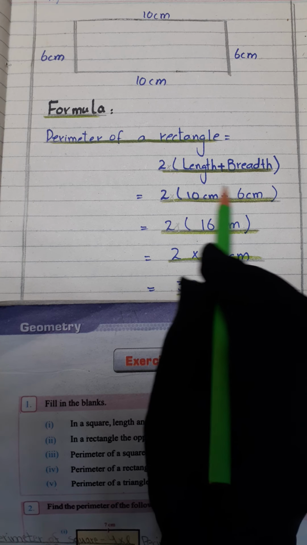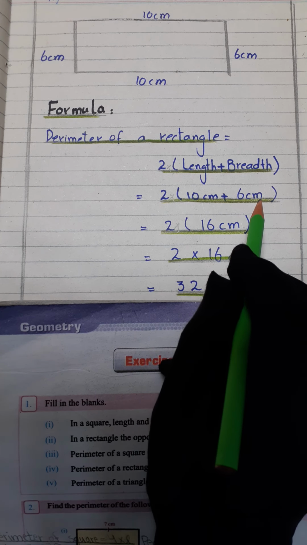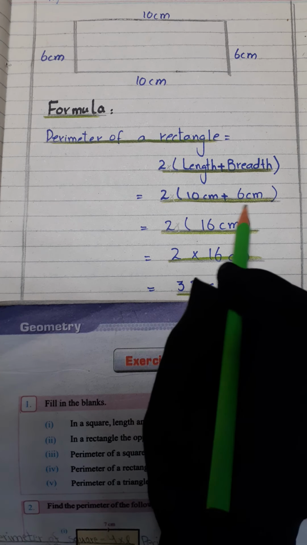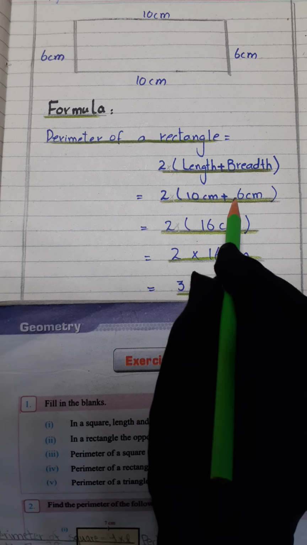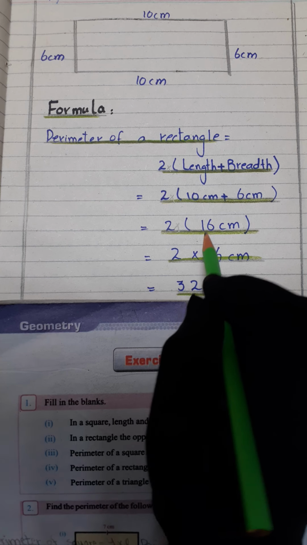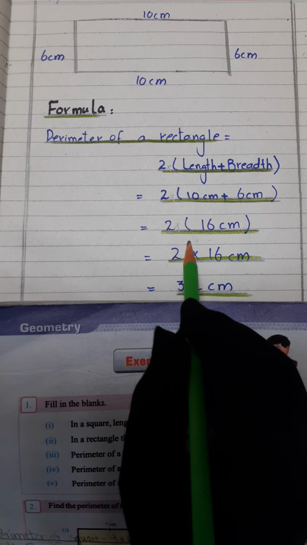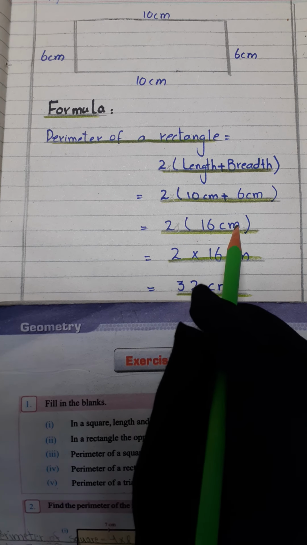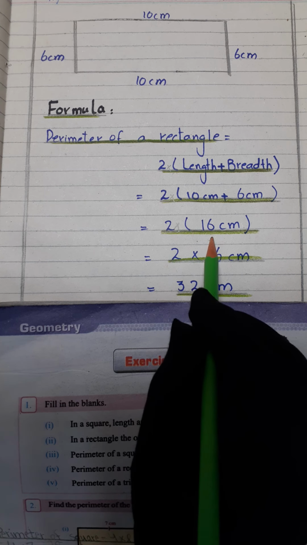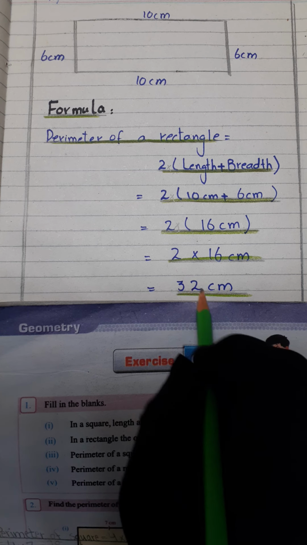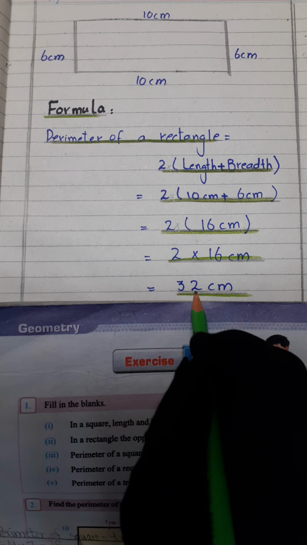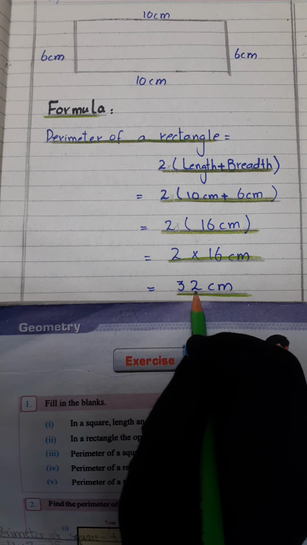Then you add first. You solve the values given in the bracket, which are 10 plus 6. You add these two numbers. You get answer 16. Okay. Then you remove the bracket. In the next step, you remove the bracket. You just write 2 multiply 16, and then 2 16s are 32. You get the answer.